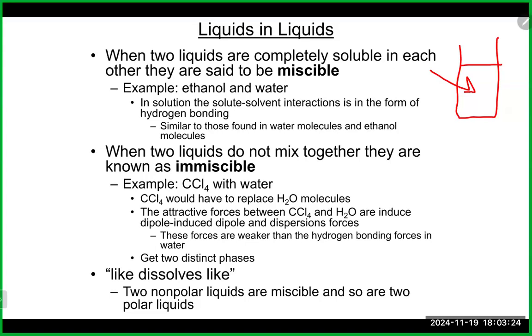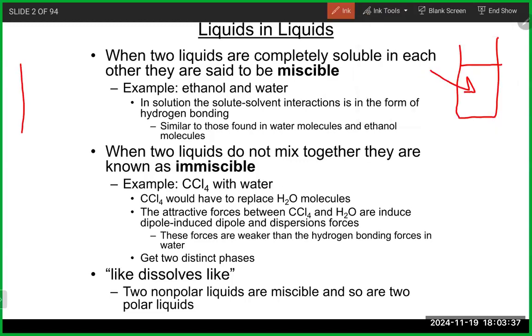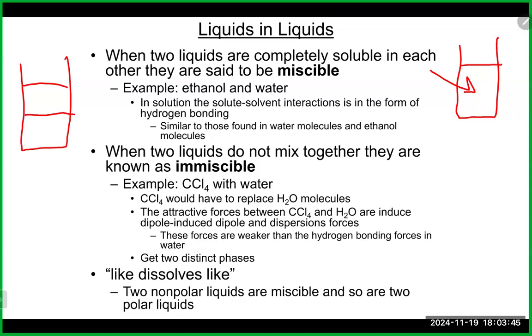Now, when we have two liquids that do not really mix together and are insoluble in each other, that is what is known as being immiscible, sometimes referred to. And in that case, you would definitely see some layering happening. So you'll see different layers in the test tube, for example. And that's again because they are not going to mix together.